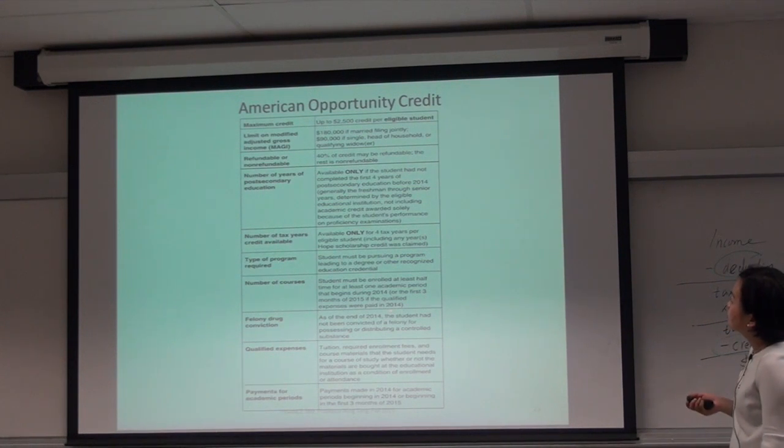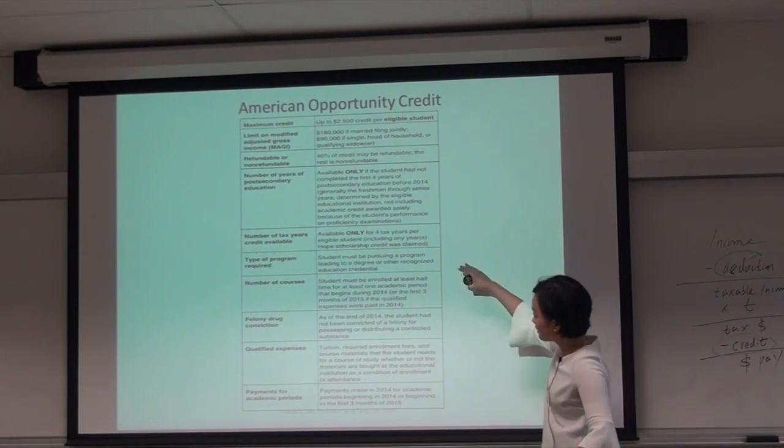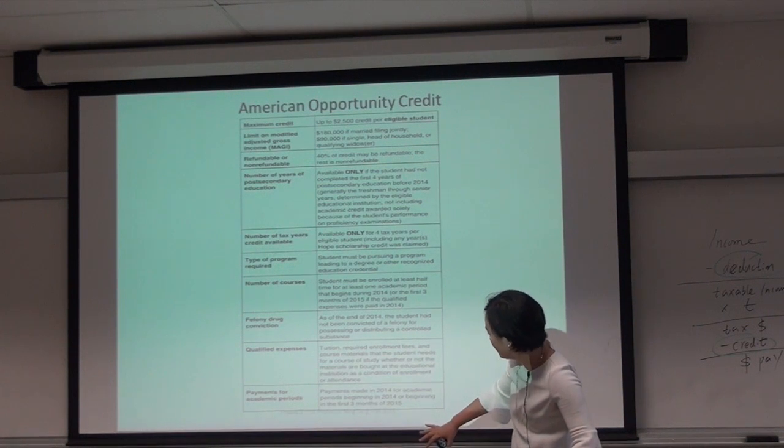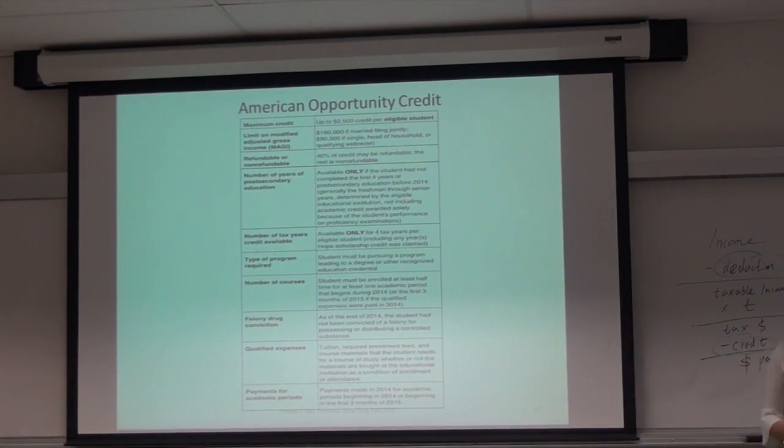The third restriction: available only if the student had not completed the first 4 years of post-secondary education before 2014. And only available for 4 tax years per student. That's the details I won't ask. I will focus on the restrictions because I want to know the difference.